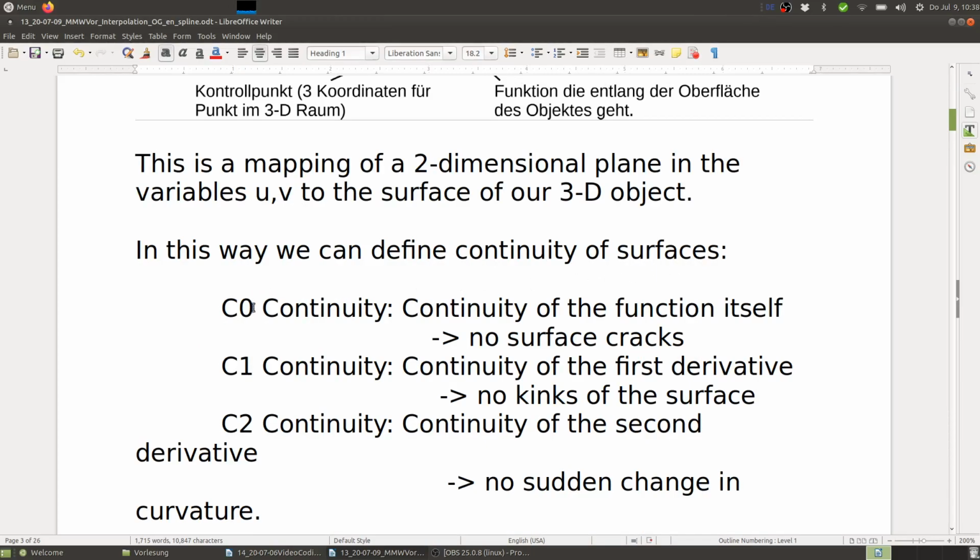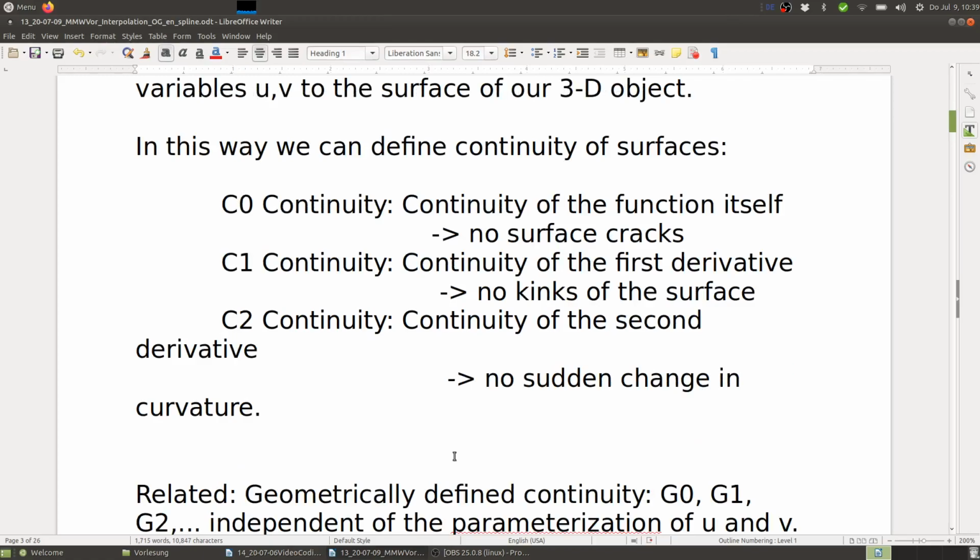So in this way we can define continuity of surfaces. We define C0 continuity as the continuity of the function itself. This means we have no surface cracks, the surface is continuous. Then we define C1 continuity as the continuity of the first derivative, which means we have no kinks in the surface. And C2 continuity is defined as the continuity of the second derivative, which means we have no sudden change in curvature.